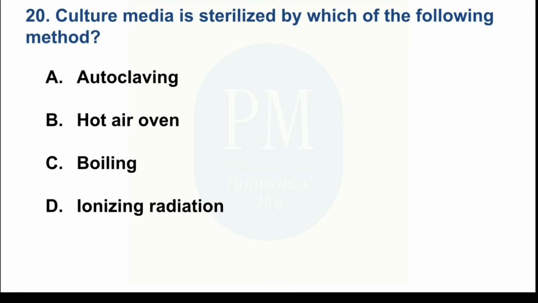Culture media is sterilized by which of the following methods? Option A, autoclaving. Option B, hot air oven. Option C, boiling. Option D, ionizing radiation. The correct option is option A, autoclaving.